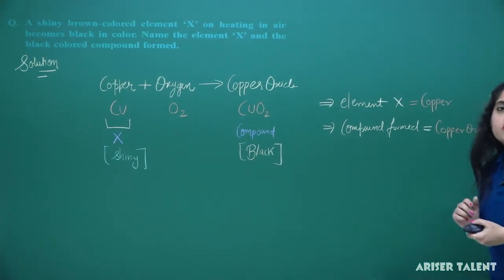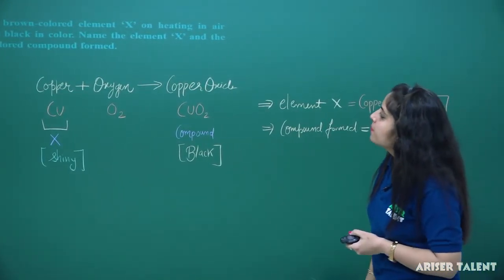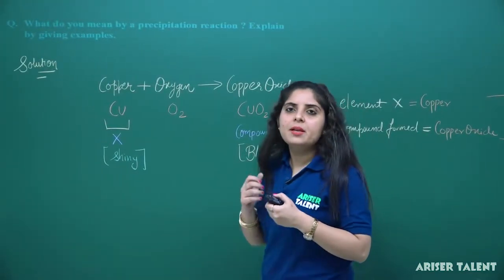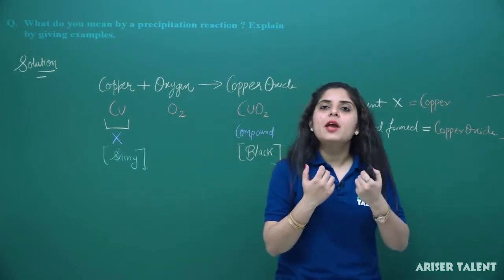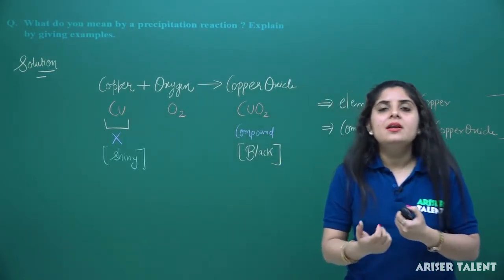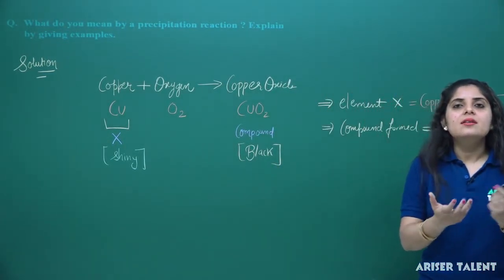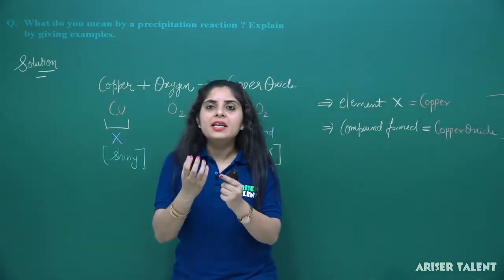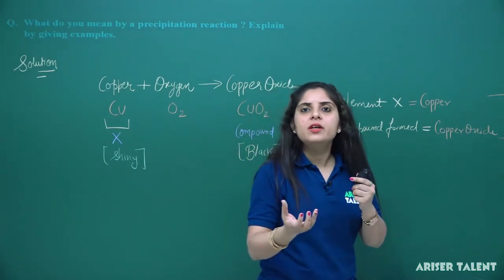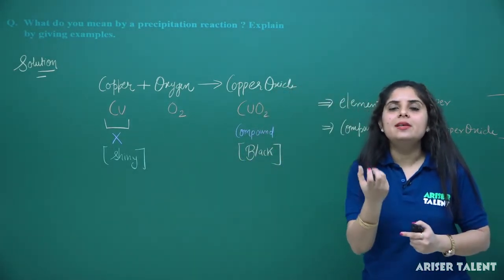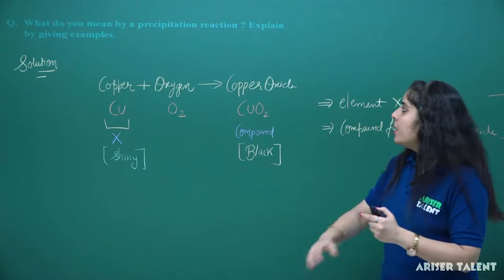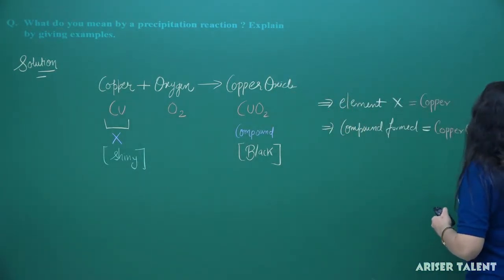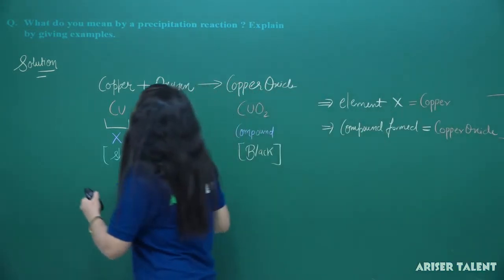Now we are proceeding to our next question. What do you mean by the precipitation reaction? Explain by giving an example. As we have already discussed in our chapter, the reactions in which two clear and transparent solutions are mixed, and after mixing with each other we get some solid substance at the bottom of the container which is completely insoluble, the reaction is known as a precipitation reaction. So we have an example for this.